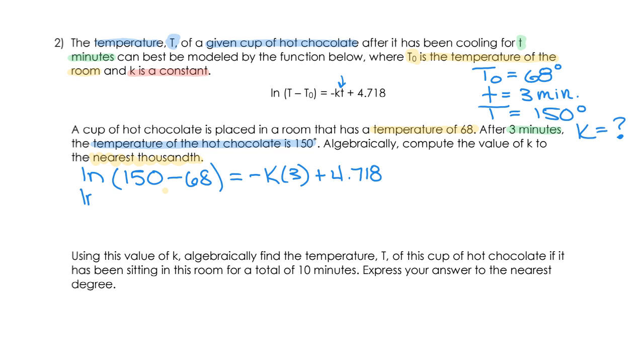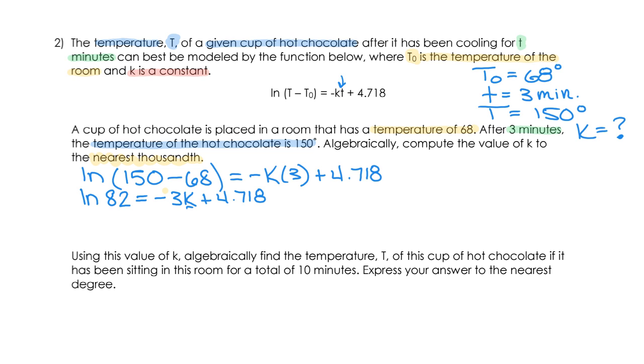All right, so now we're going to go back to the left-hand side and clean this up a little. We're going to keep this as ln. 150 minus 68 is 82. On that side, negative k times 3 is negative 3k plus 4.718. So you can see that k is our only variable, and this is what we have to solve for. So we're going to go ahead and subtract 4.718. Oh, we can't subtract 4.718 yet, because we have nothing to subtract it from on the other side.